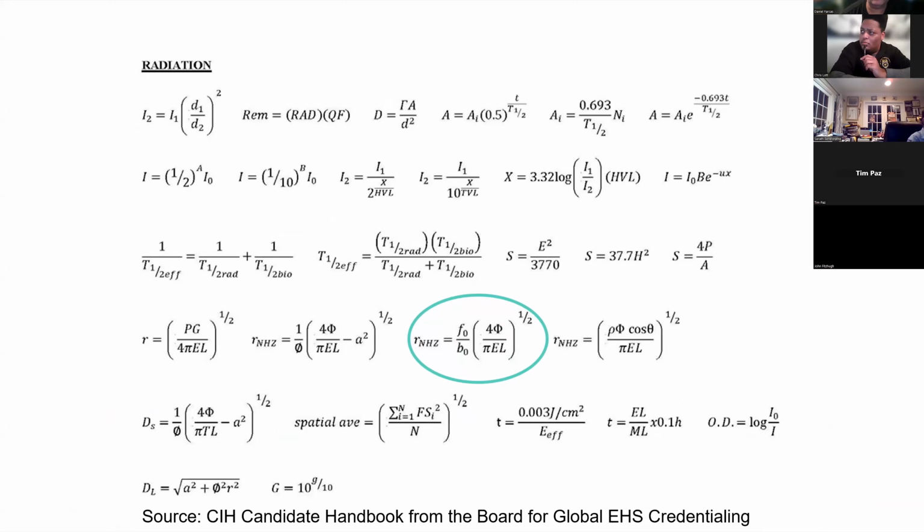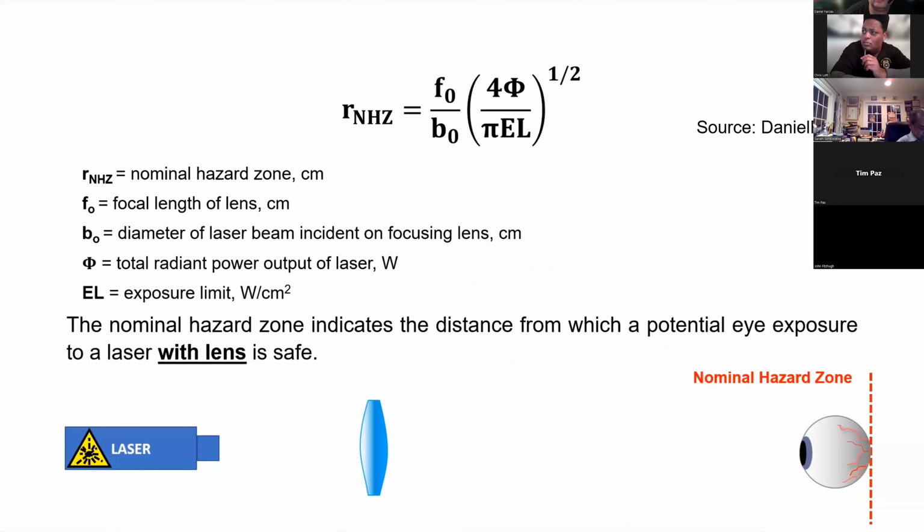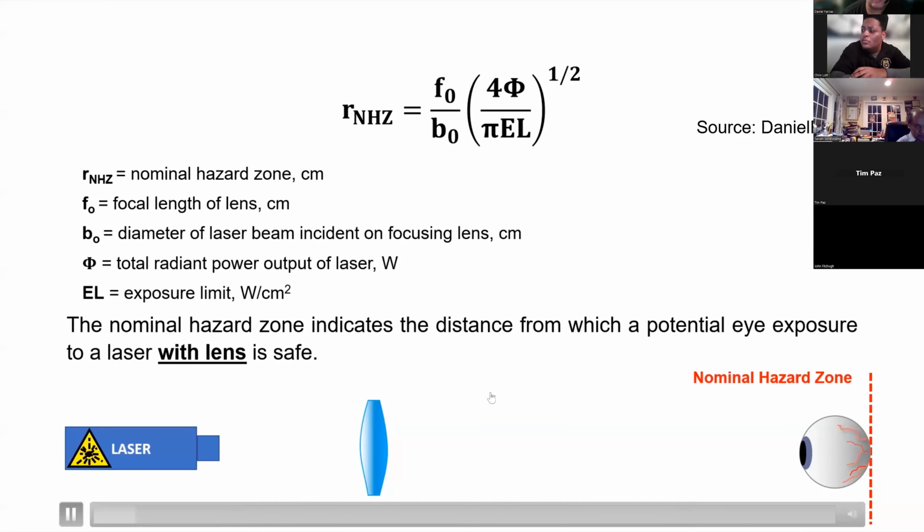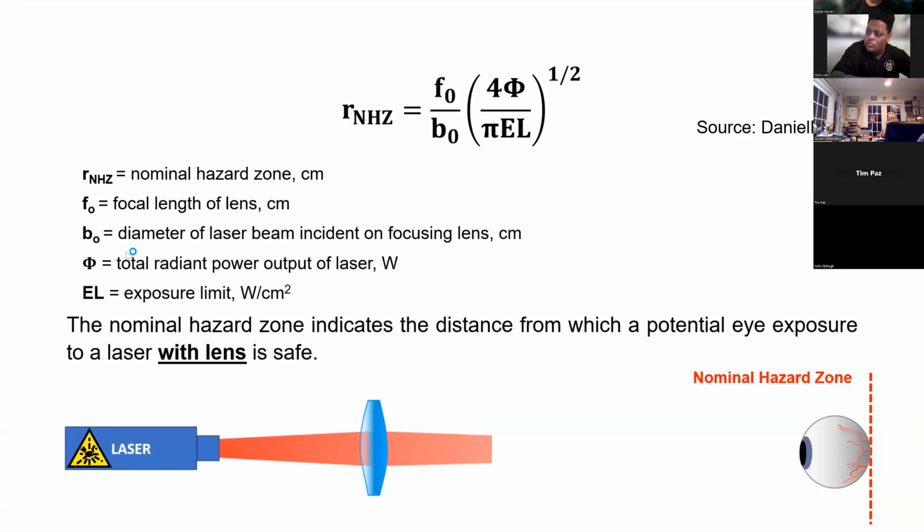Okay, this is one of my favorite ones. I used it a lot when I was working for CDC, and I think it's one of the most used equations in industrial hygiene, used sometimes daily by industrial hygienists. This equation also calculates the nominal hazard zone distance for a potential eye exposure to a laser with a lens. As you can see in the animation, the laser can be concentrated through the lens and become an eye hazard or a skin hazard.